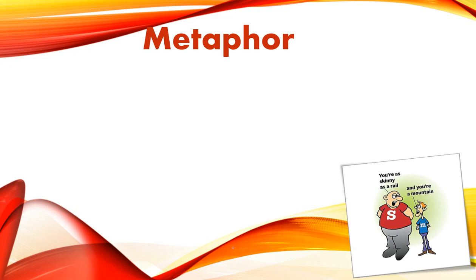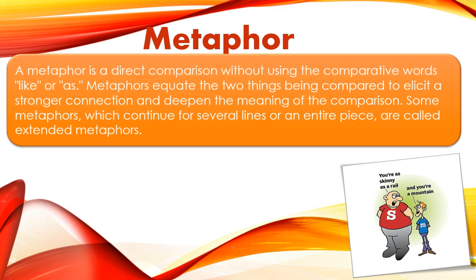The second type is metaphor. Metaphor is also a comparison, but it's a direct comparison without using as, like, or than. Metaphor equates the two things, makes them equal by being compared, to elicit a stronger connection and deepen the meaning of the comparison. Some metaphors, which continue for several lines or an entire piece, are called extended metaphors. It means that the metaphor extends to more than a line.